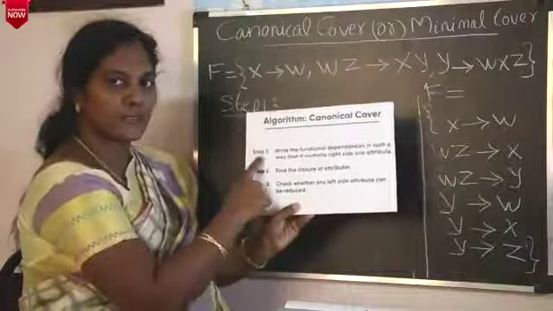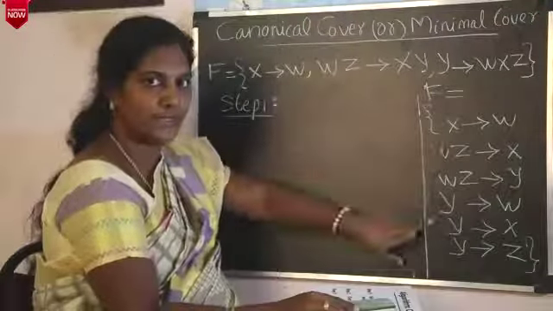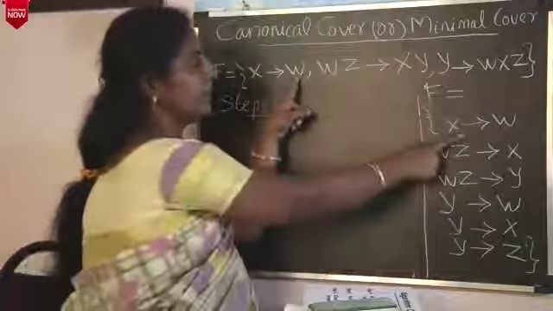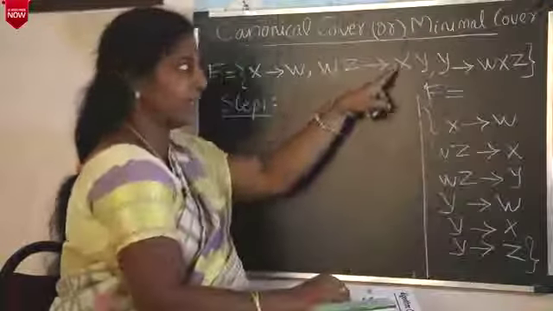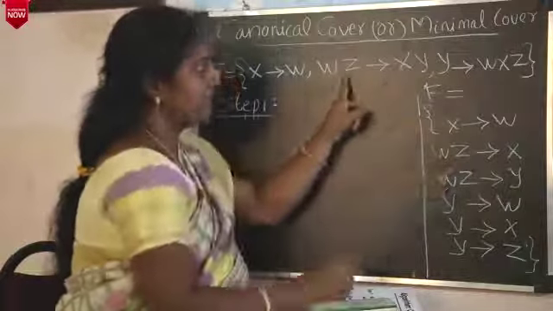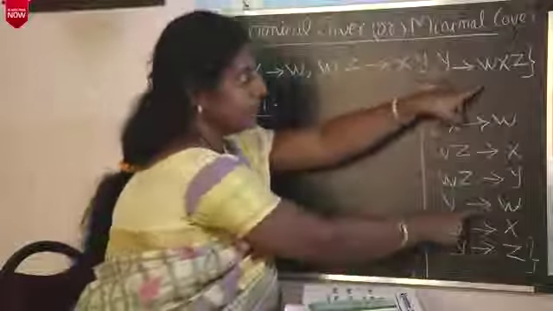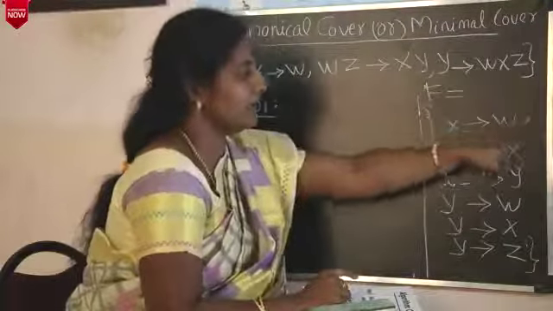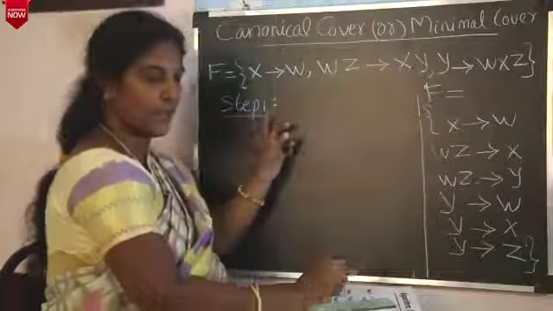So based on step 1, we need to write the given functional dependencies with one attribute on the right side. So X determines W, WZ determines XY. According to the decomposition rule, we can separate like this: WZ determines X, WZ also determines Y, Y determines W, Y determines X, and Y determines Z. So all the functional dependencies with one attribute on the right side we need to write in step 1.